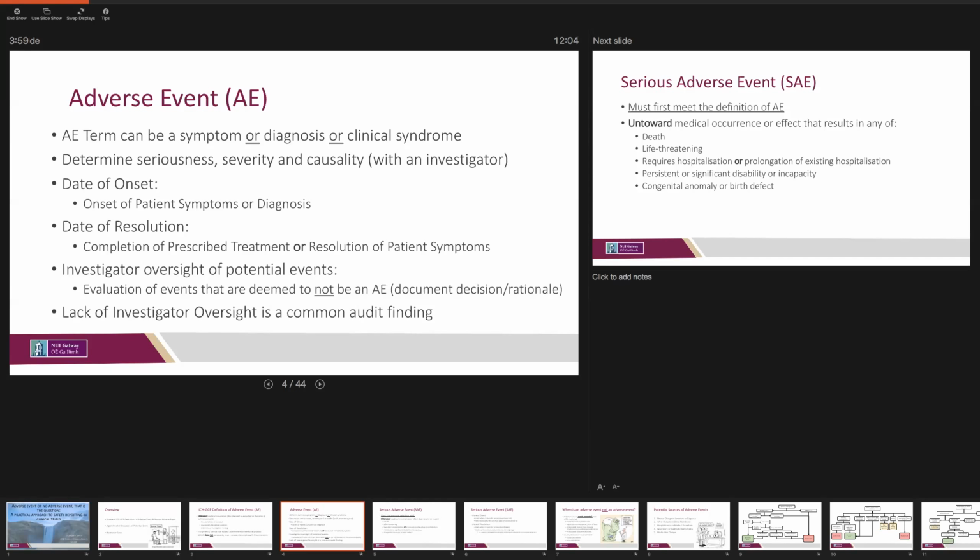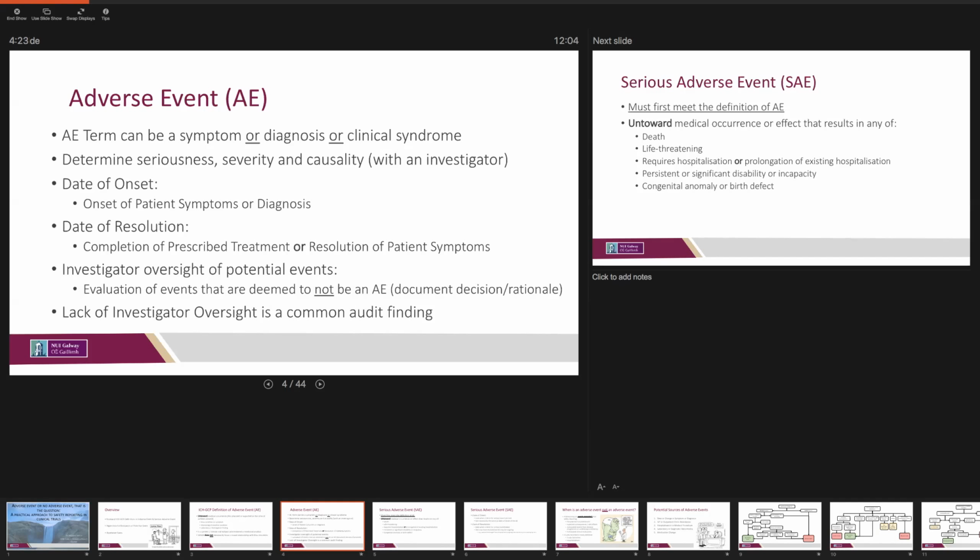The date of onset of an adverse event is usually when the symptoms or the diagnosis starts or occurs, and the date of resolution is when the treatment finishes or the patient's symptoms have fully resolved. That does mean that for some adverse events, if you have the onset of hypertension and you've started medication, there won't actually be a date of resolution of the hypertension unless you can clearly document that they're no longer hypertensive and no longer requiring treatment.